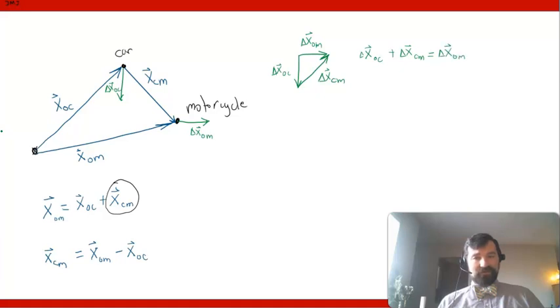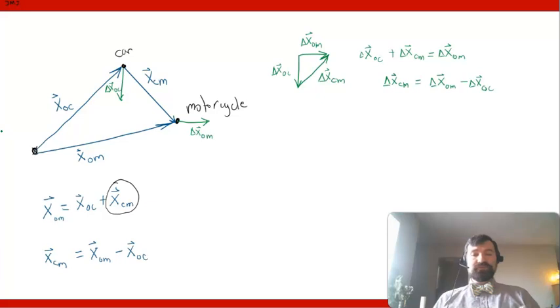And thus, once again, I can find that the change in displacement between the two, the delta x car to motorcycle, must be delta x from origin to motorcycle minus delta x from origin to car. So once again, I've just done vector resolution here. Once again, I have an equation that relates the displacement between two objects that are both far from the origin, or both removed from the origin, with respect to their displacements from the origin.